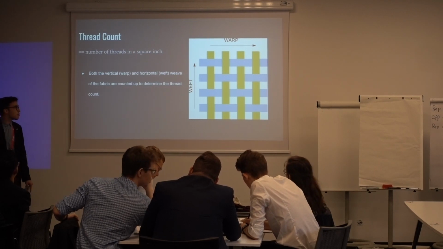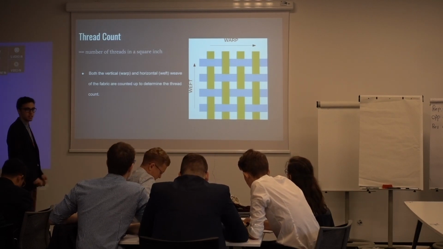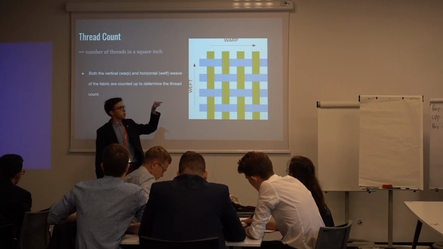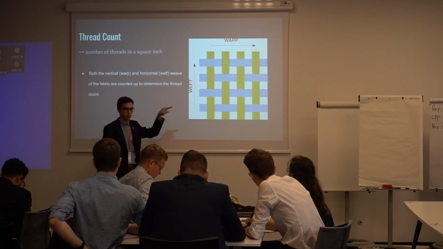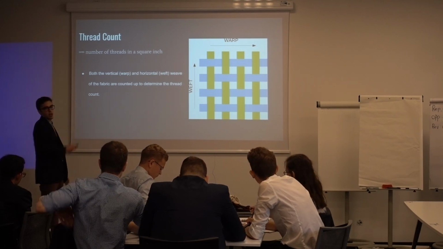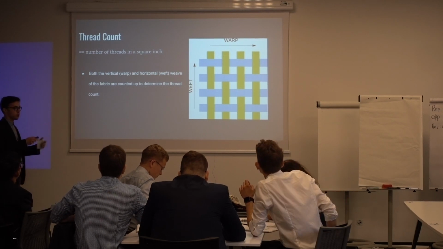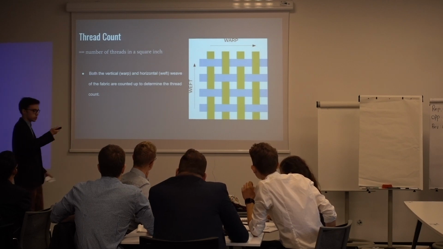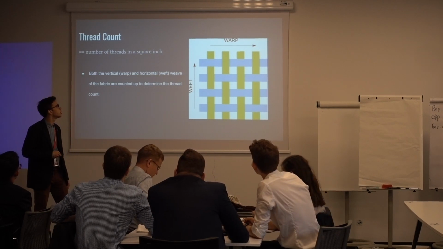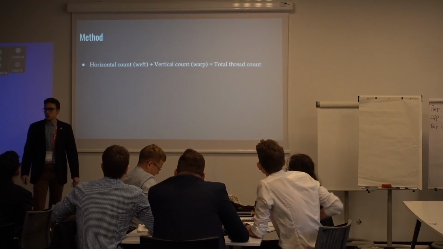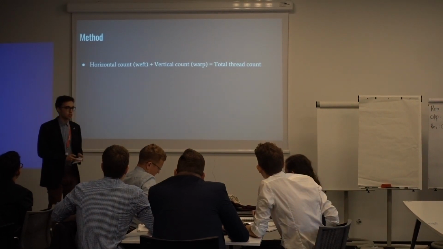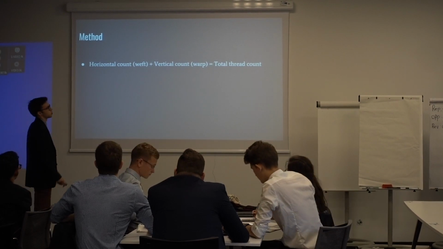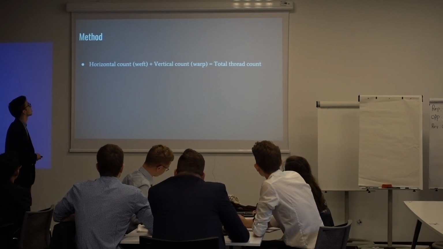About the thread count, in the fabric industry, the thread count is defined as the number of threads in a square inch. So we must count both the horizontal components, the warp, so the threads in the horizontal direction, as well as the weft threads in the vertical direction. And so the sum of these thread counts gives us the total thread count, at least as it is used in the fabric industry. So the method that we use is that we computed first the warps and then the wefts. And then we added those, and that gave us the total thread count.